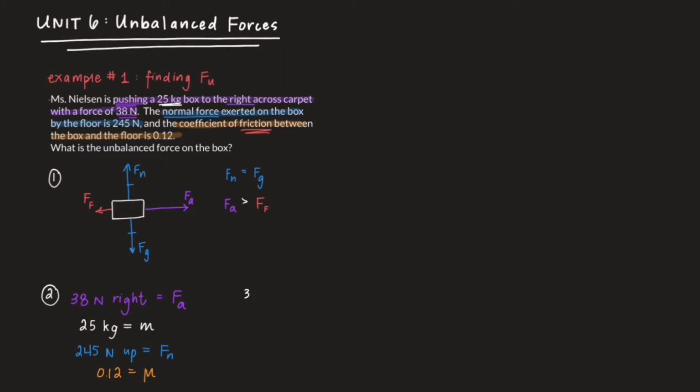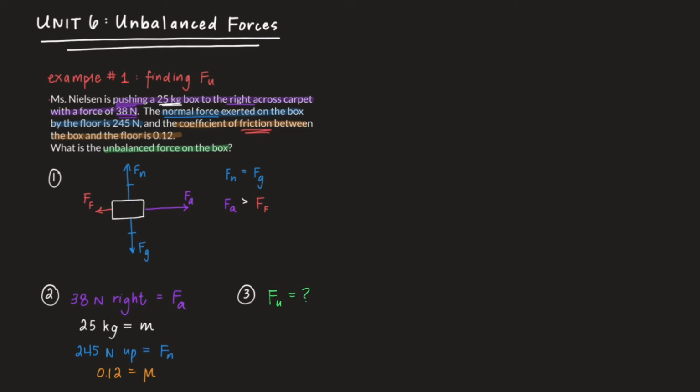So moving on to step 3, what are we looking for? What's the unknown? Well, the question asks us, what is the unbalanced force on the box? So we are looking for Fu. Fu is equal to question mark.